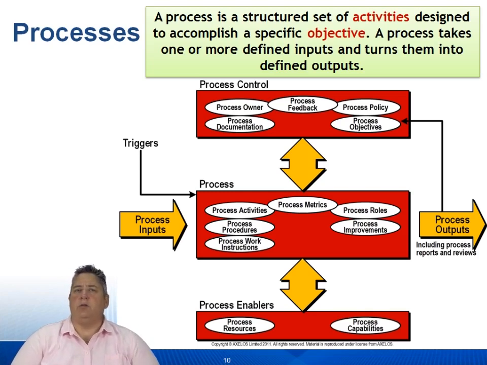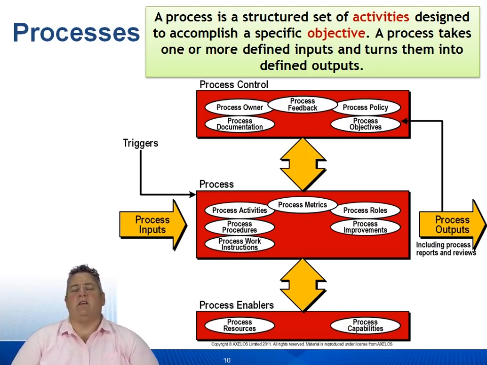So how do we control it? Well, we need a process owner that will define the documentation. They'll write down how the process is to function. They'll deal with feedback. They'll develop a set of policies that will give us guidance and governance on how that process operates, as well as setting the specific objectives for that process.